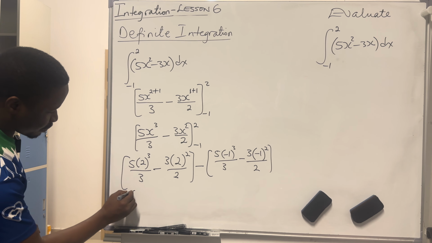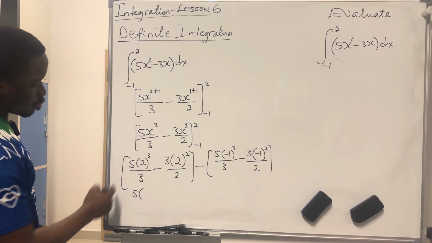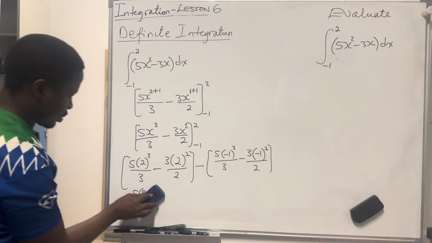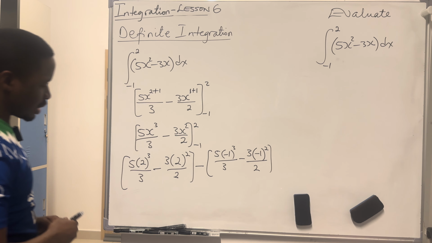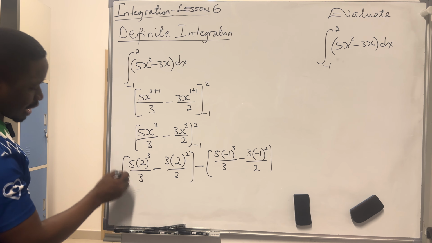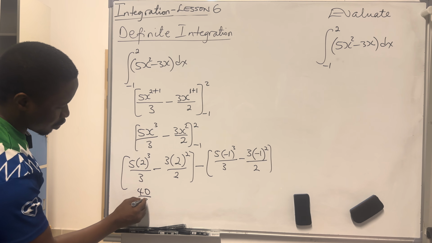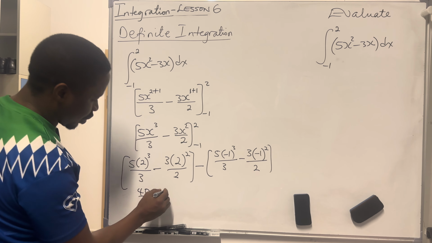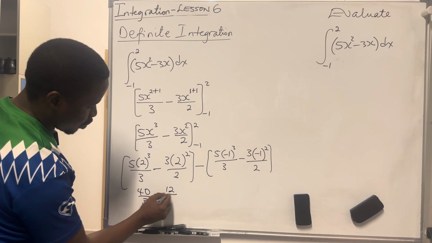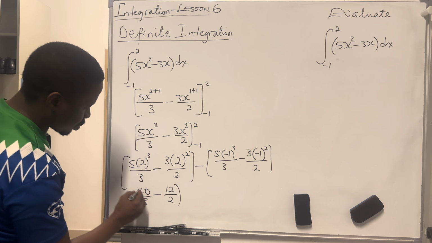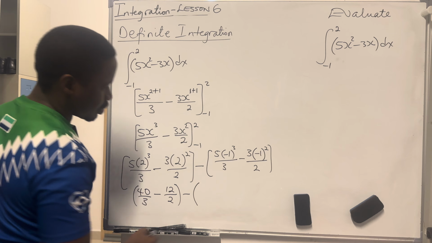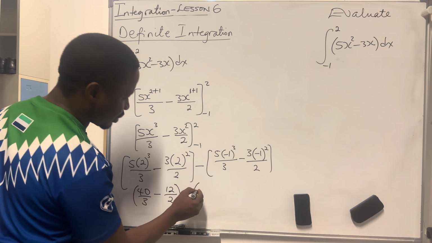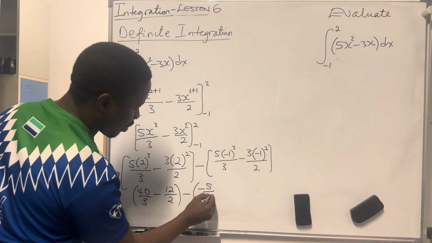So we say 5 multiplied by 2 to the power 3. To save time and space, 2 to the power 3 is 8. 8 times 5 is 40, over 3. 2 squared is 4. 4 times 3 is 12, over 2, minus. -1 cubed is -1. -1 times 5 is -5, to the power 3.